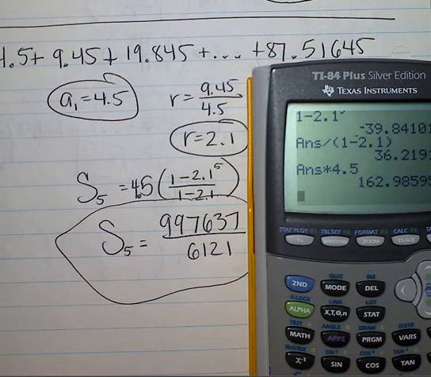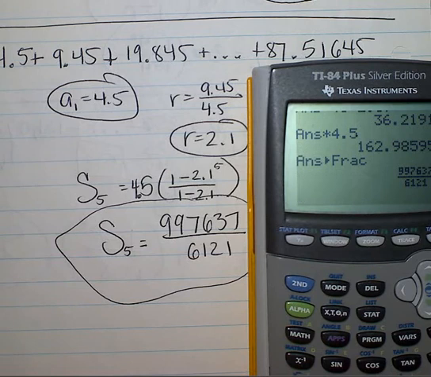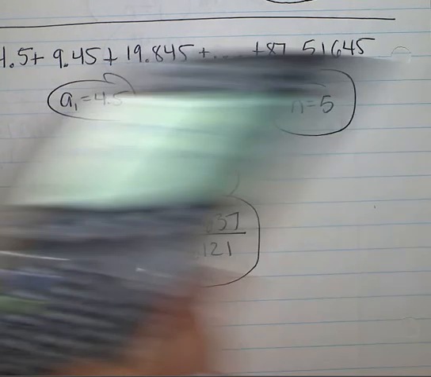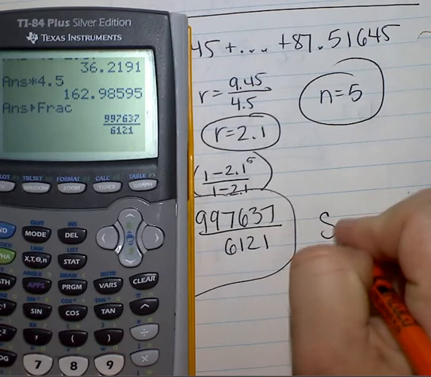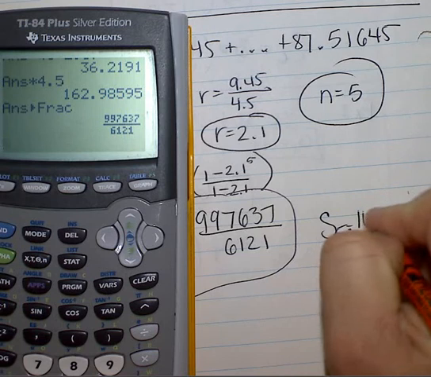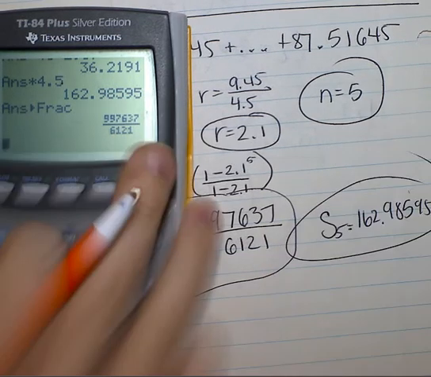Yes. Okay, for me, I hit math, fraction, enter, enter, and it gives me this fraction. Yours does not? No. Okay. Some of them do, some of them don't. It must be how they are currently programmed. Just know that if you have this answer, 162.98595, you are correct as well.